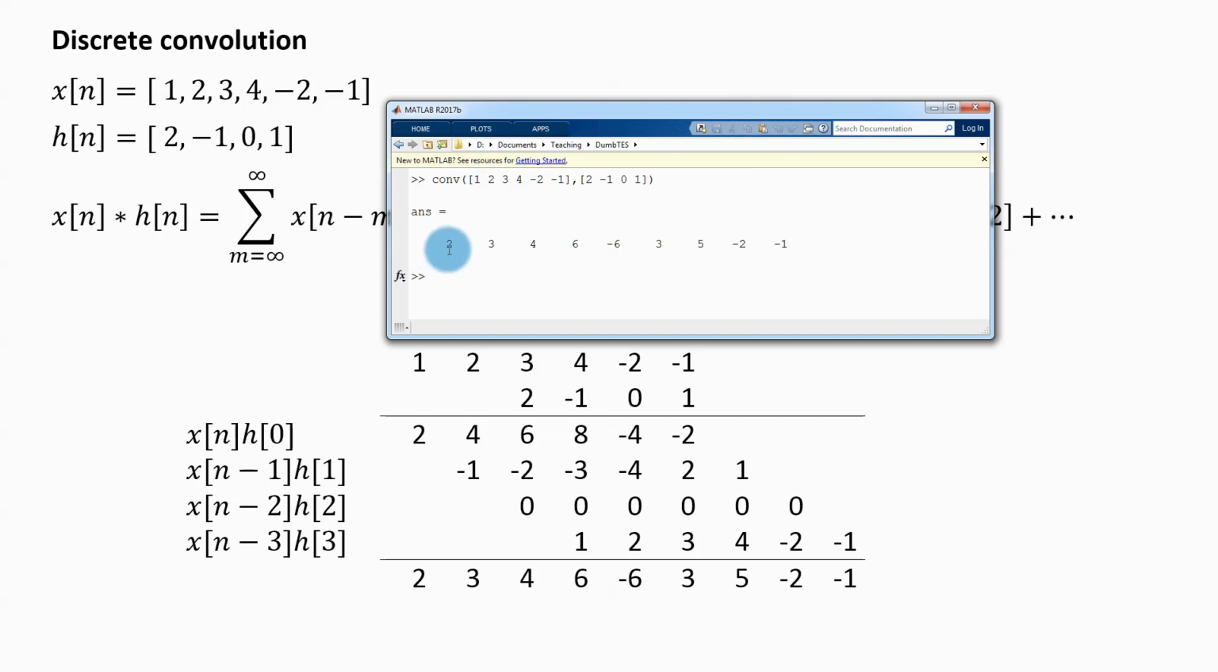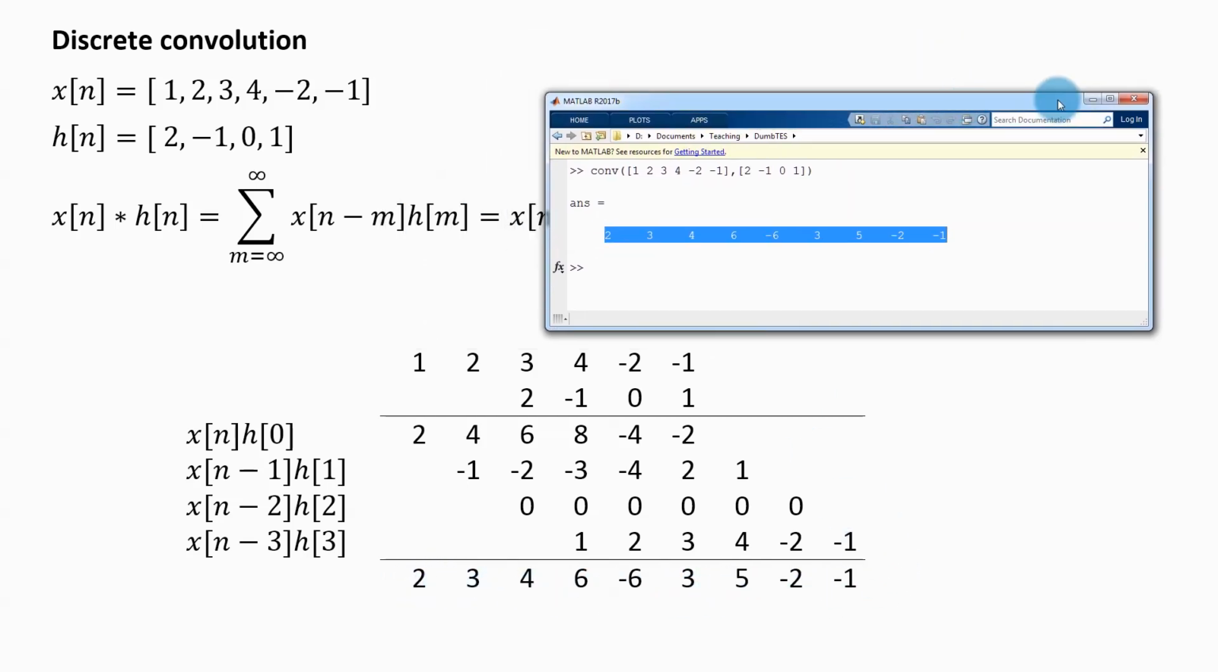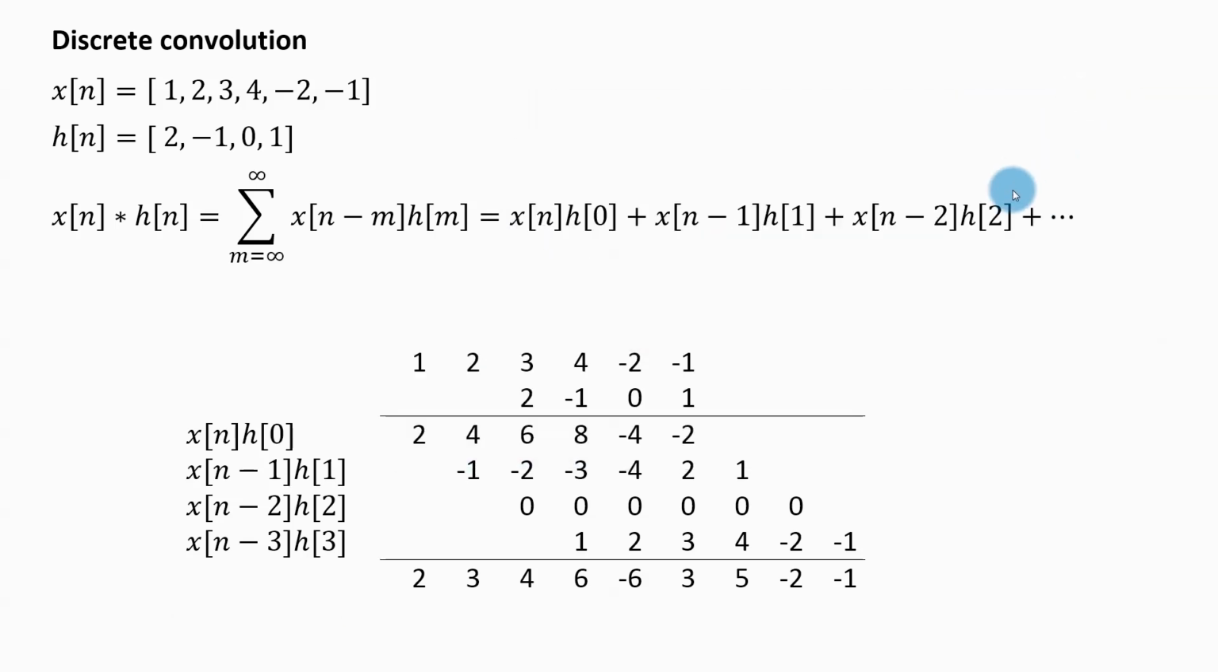So check it out. Here I'm getting the result of the convolution, which is the same as I have computed here. So this is how you compute a convolution, discrete convolution by hand. So learn this. This may happen in your test.